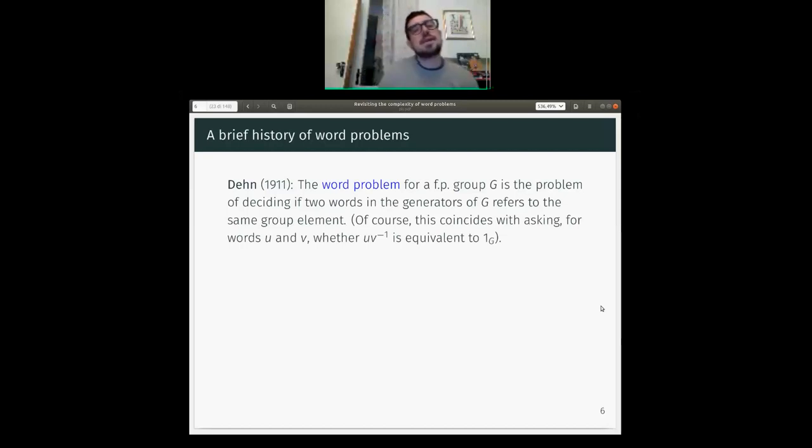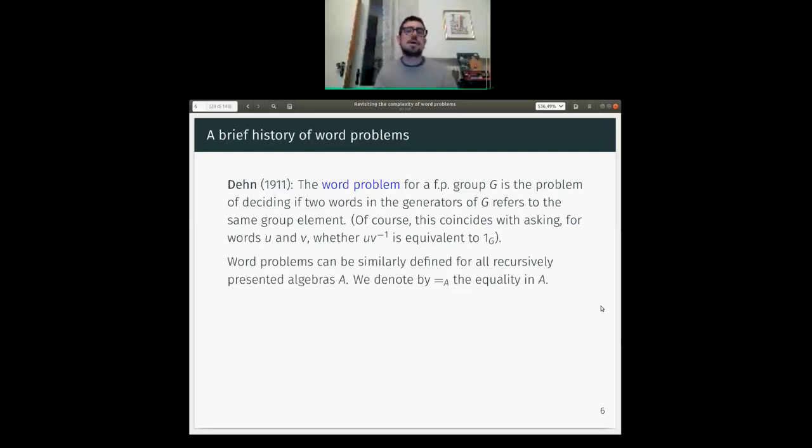Now, of course, relative to groups, this is exactly the same as asking whether for two words U and V in the generators, you actually have that U times the inverse of V is equivalent to the identity, okay? So now you have your words, expressed in terms of the generators. You would like to know whether, relative to this finitely presented group, they actually refer to the same element. Okay. Now, of course, even though Dehn defined that for groups, you can actually define it for any possible recursively presented algebra, right? And in general, we will define the equality in the algebra by this notation over here, okay?